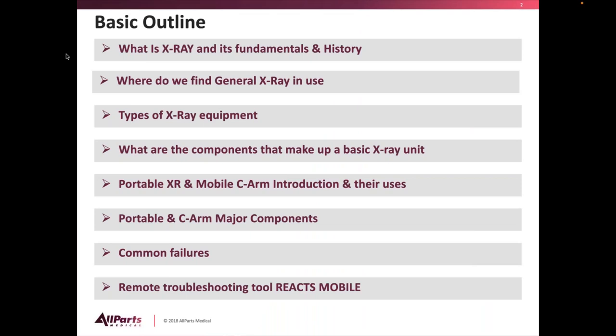Within this webinar, we are going to talk about the history and fundamentals of X-ray, and then we'll talk about where you find general X-ray in use, the type of general X-ray equipment, and the components that make up a basic X-ray machine. We'll be talking about the introduction to portables and C-arms. We'll look at the major components that make up a portable and C-arm and some of their common failures. And then we'll conclude with Dale Laymon from AllParts Technical Support talking about REACTS Mobile.